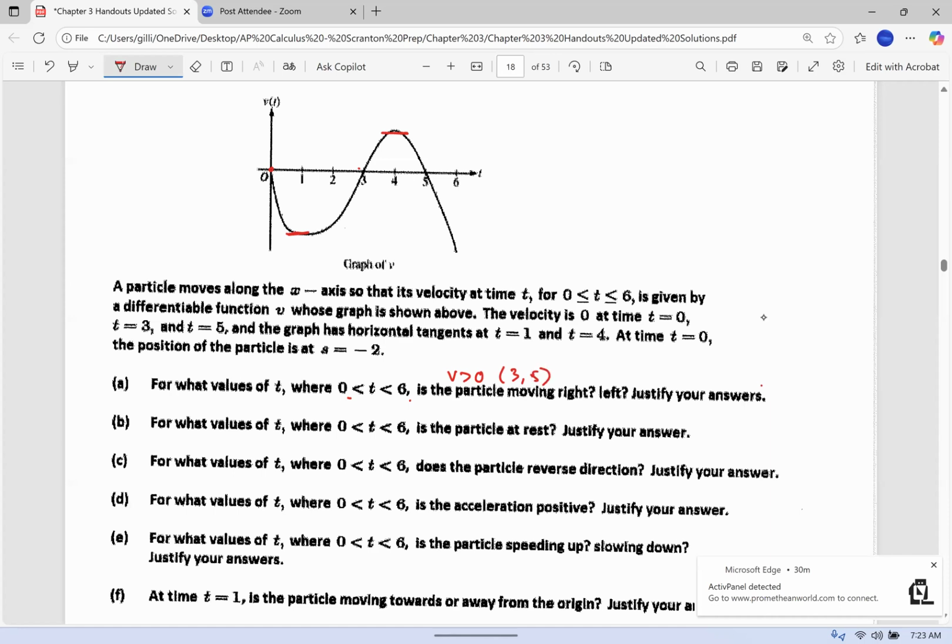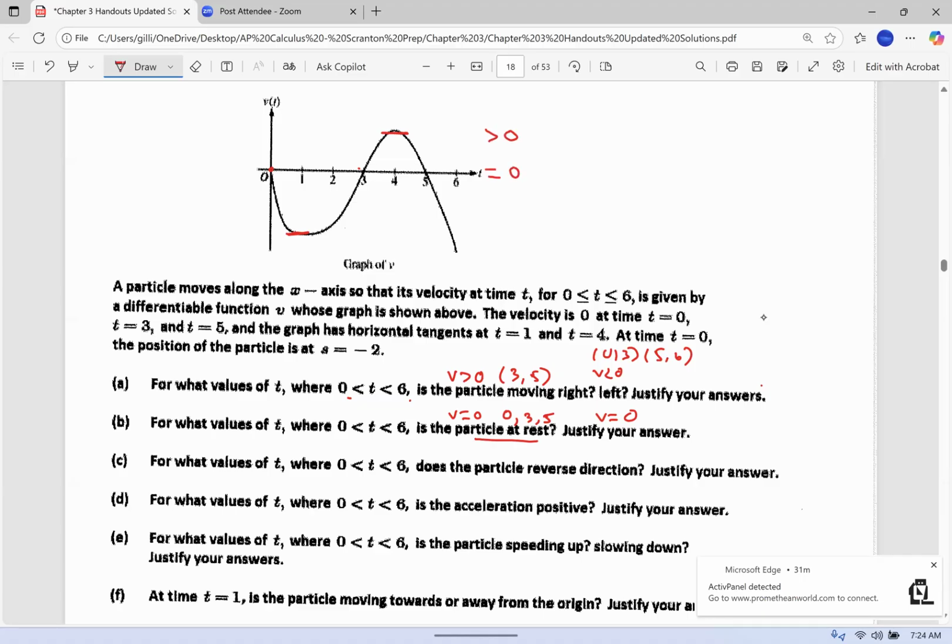When are we moving left is when velocity is less than 0, and that's happening from 0 to 3, as well as from 5 to 6. And from 0 to 6 now, when is the particle at rest? Is when velocity equals 0. So that's at time t equals 0, 3, and 5. Why? Because velocity equals 0. Remember, this is the graph of velocity. This is when velocity equals 0.